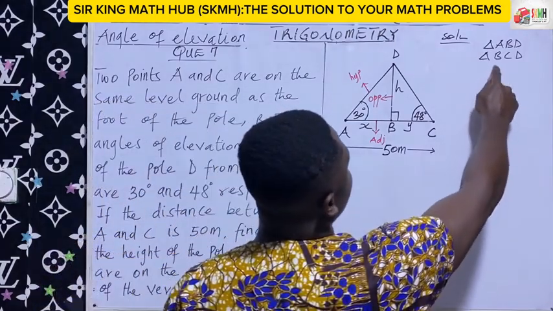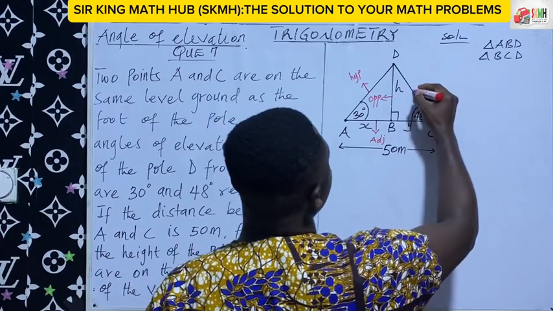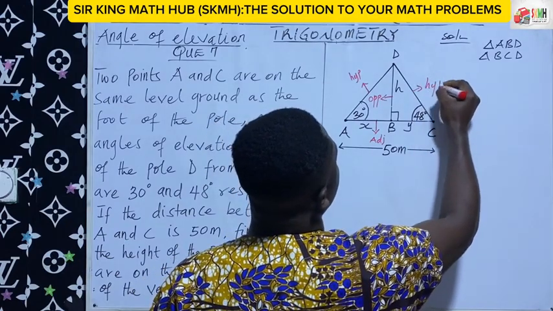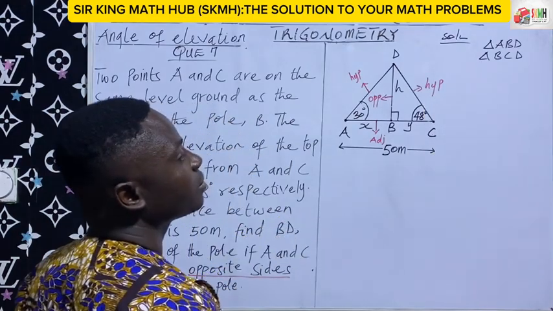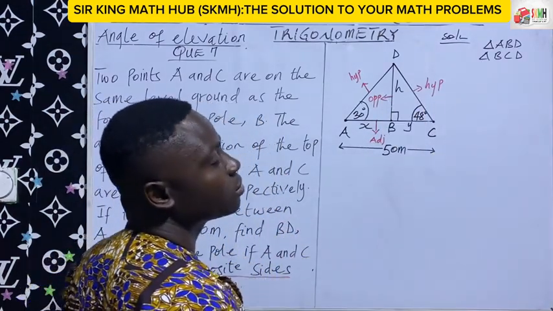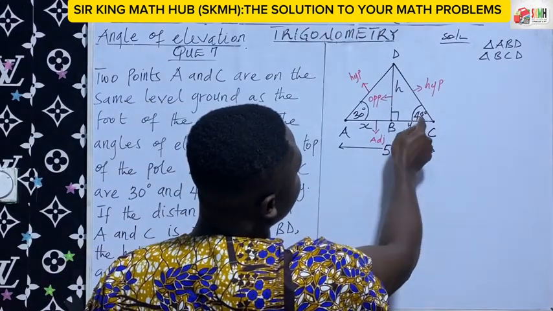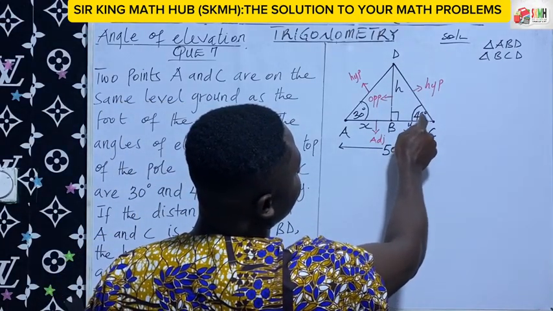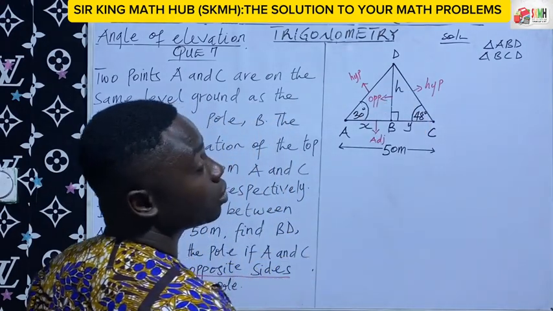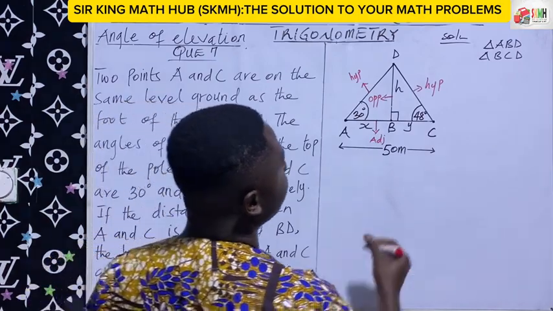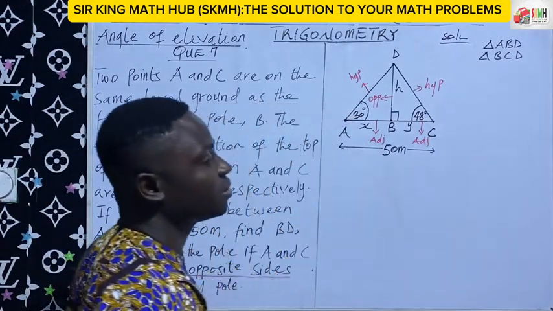Let's also label the sides of the second right angle triangle. I'm talking about triangle BCD. So this side here becomes the hypotenuse because it is the longest side. And the height of the pole also represents the opposite because the height of the pole faces the acute angle here, which is 48 degrees. So this height here is still the opposite. And then obviously the remaining side becomes the adjacent.